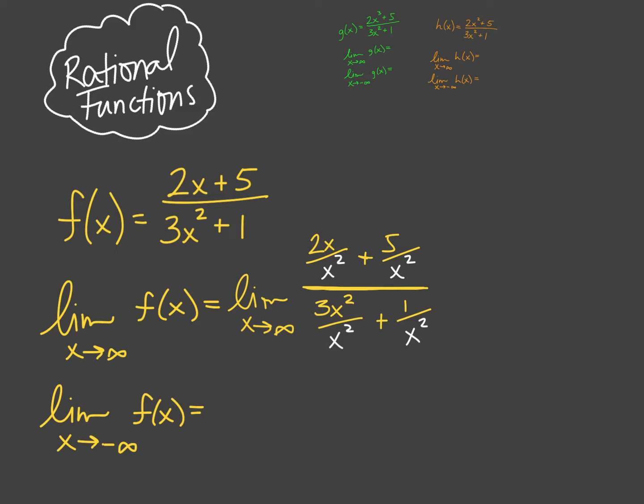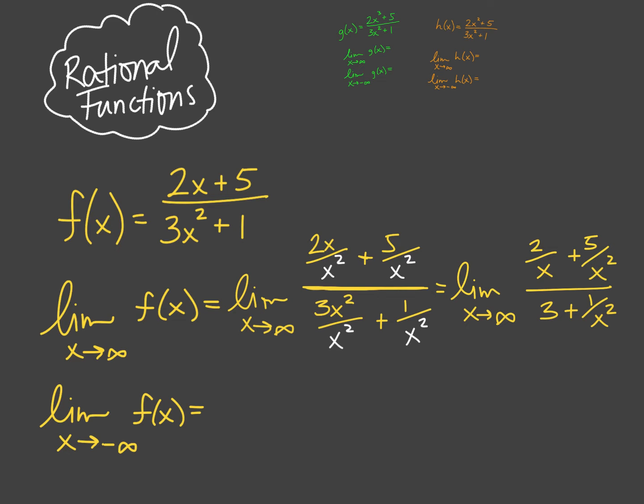When we simplify this first term, 2x over x squared, one of the x's cancels, so I simply have 2 over x as my first term. This 5 over x squared is going to stay as is. Down in the denominator, that first term simplifies to just 3, and this will simply be 1 over x squared.